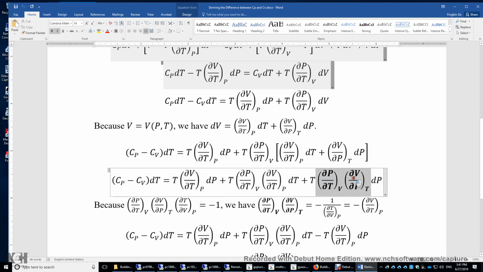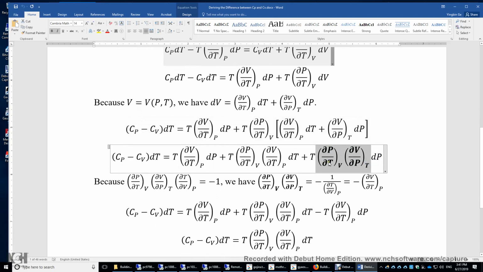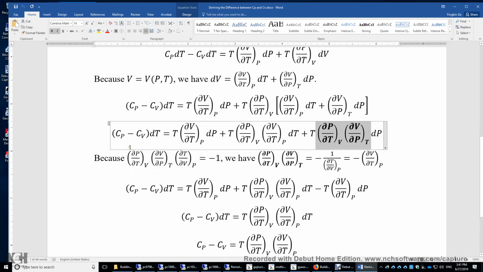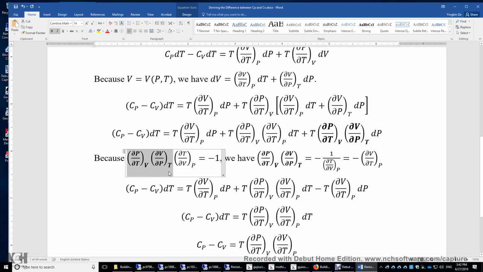If you look at this part carefully, this is part of the triple product rule. Let's look at the triple product. (∂P/∂T) sub V times (∂V/∂P) sub T times (∂T/∂V) sub P equals -1 if P, V, T depend on each other. And therefore, we have this product, (∂P/∂T) times (∂V/∂P). So it's just this part. This part is -1 divided by (∂T/∂V). So it's here. And then the reciprocal of (∂T/∂V) is (∂V/∂T).